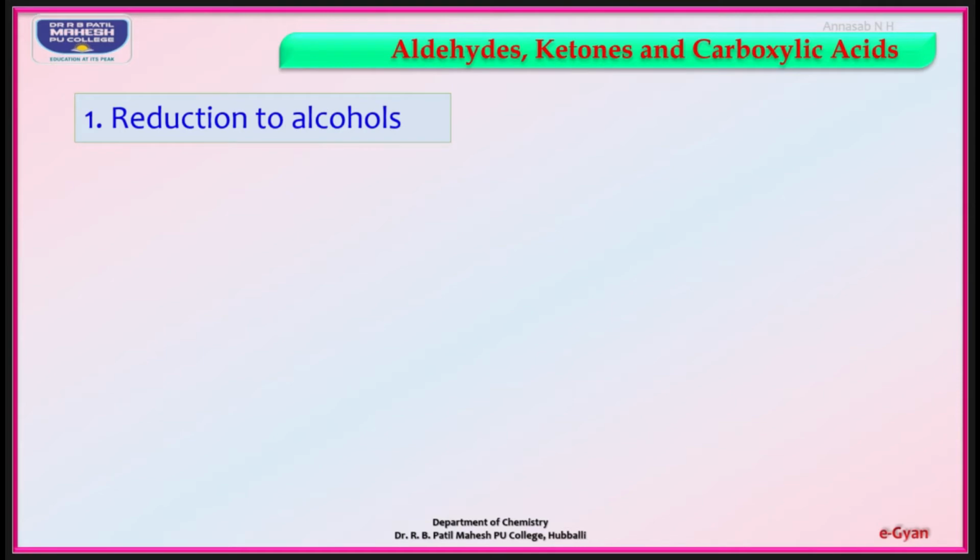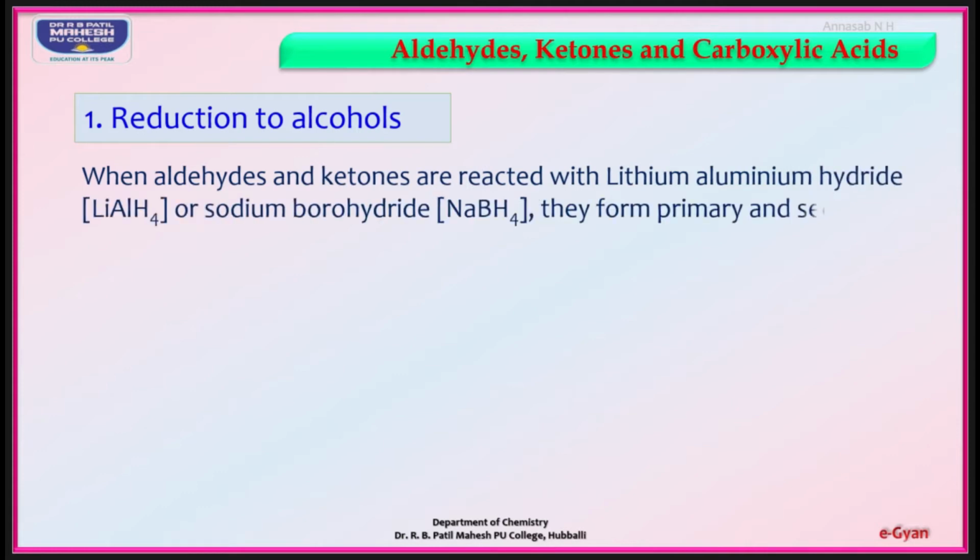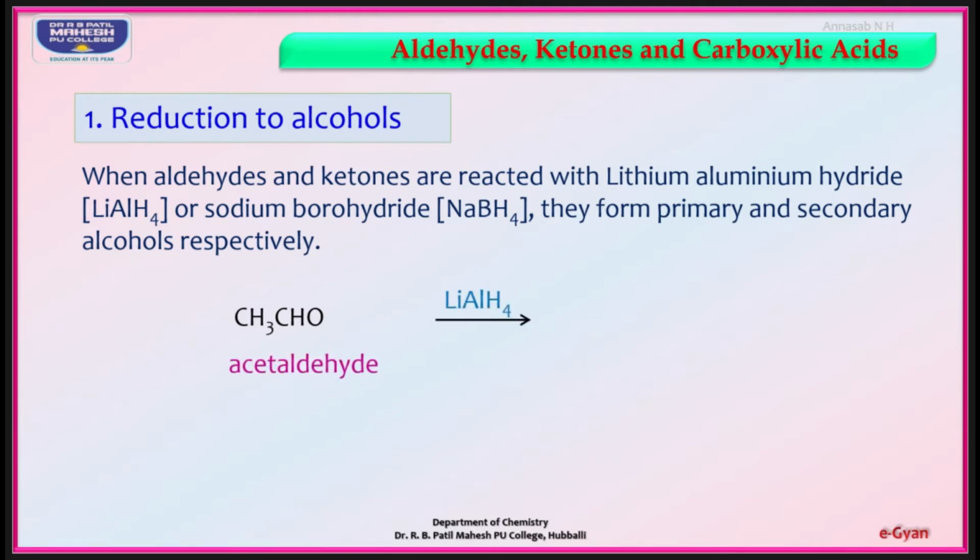Aldehydes and ketones are reduced to alcohol when they are treated with strong reducing agents like lithium aluminium hydride or sodium borohydride. Aldehydes can give primary alcohol, whereas ketones can give secondary alcohol when they are reduced with these reagents. Example: CH3CHO, acetaldehyde, which on reduction with lithium aluminium hydride, where there is an addition of hydrogen atoms, leads to the formation of CH3CH2OH, which is ethyl alcohol.